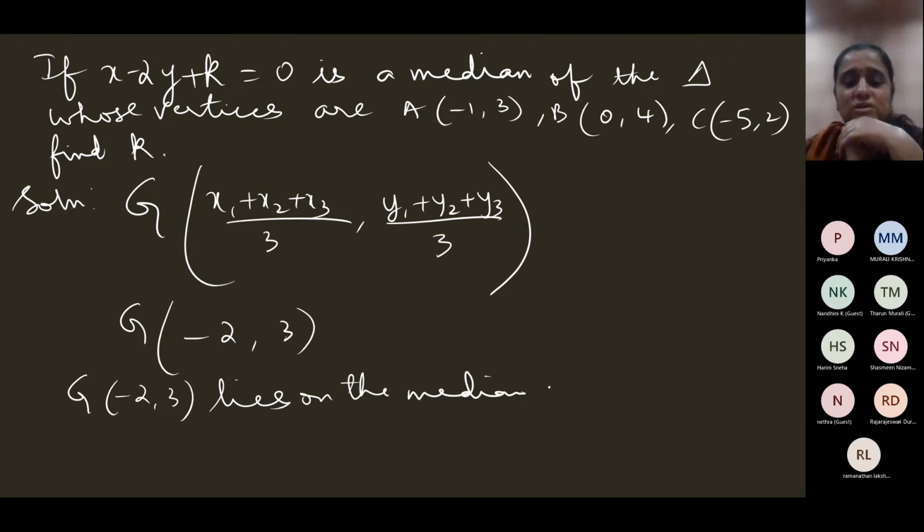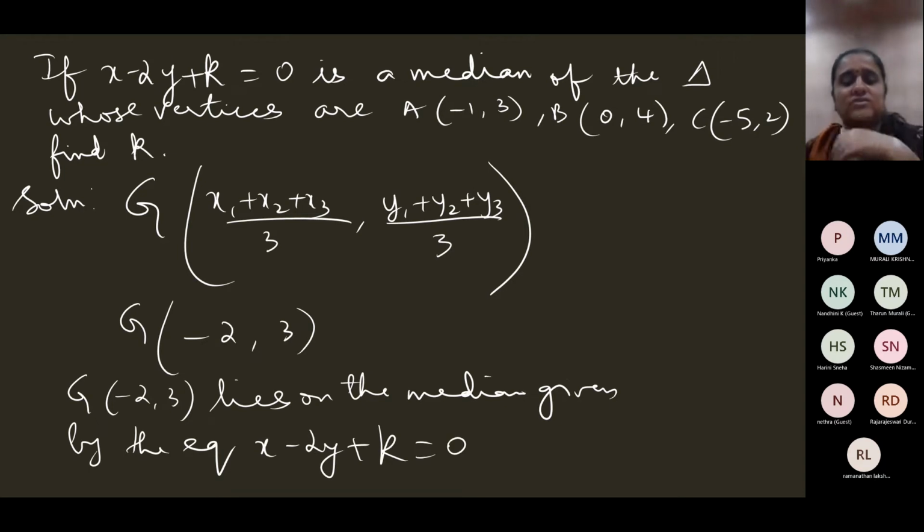G (minus 2, 3) lies on the median given by the equation x minus 2y plus k is equal to 0. So it will satisfy this equation. All the points lying on the line will satisfy the equation. And what is this equation? Equation of a median. Centroid lies on the median. So we found the coordinates of the centroid, and that will satisfy the equation of the median.